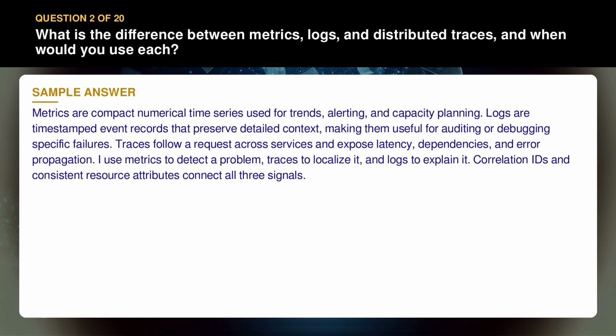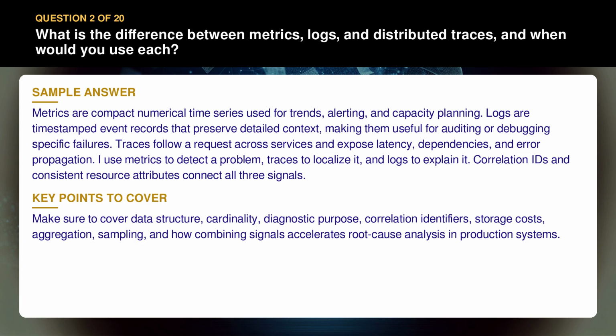Traces follow a request across services and expose latency, dependencies, and error propagation. I use metrics to detect a problem, traces to localize it, and logs to explain it. Correlation IDs and consistent resource attributes connect all three signals.